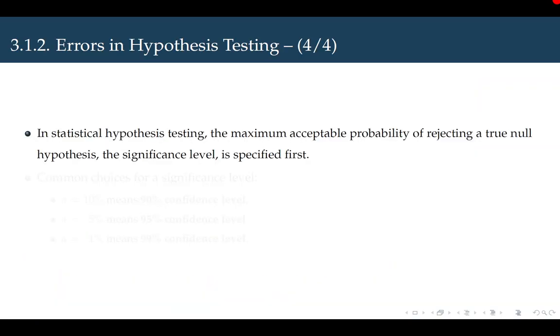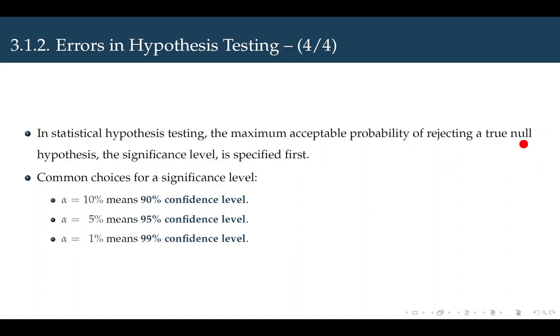So we need to specify the maximum acceptable probability of rejecting a true null hypothesis, or the probability of committing type 1 error, first. And the common choices for this significance level are 10%, 5%, and 1%. As said before, a significance level is nothing but the probability of rejecting a true null hypothesis, or the probability of committing type 1 error. So common probabilities of type 1 error are 10%, 5%, and 1%.